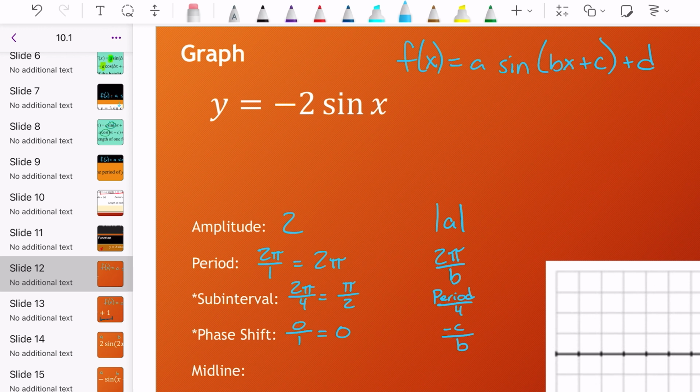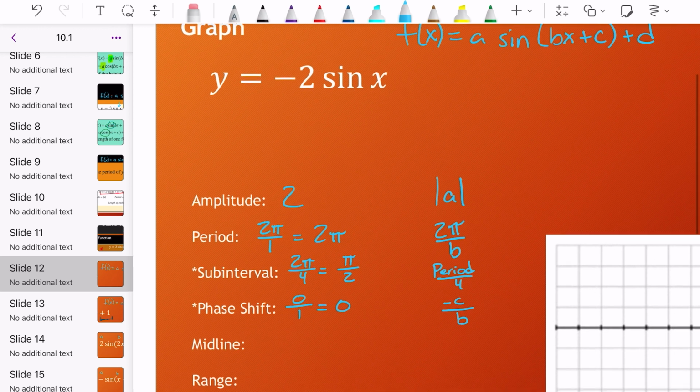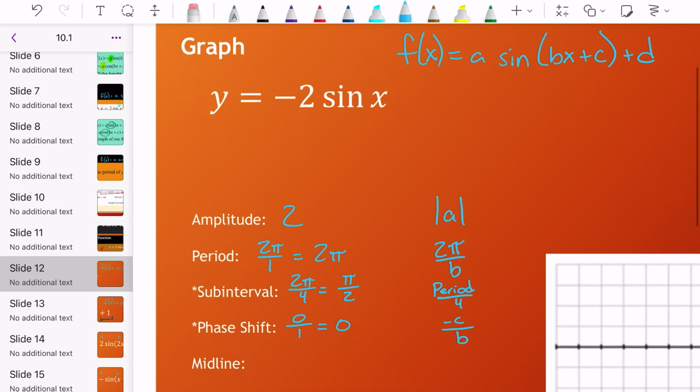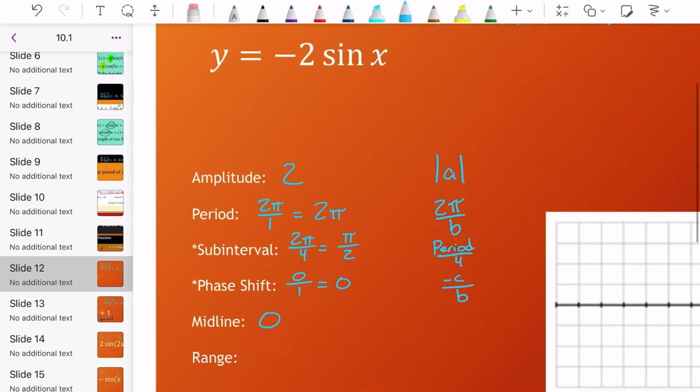Our midline, or our vertical shift, can be found by going ahead and looking at the D of this equation. In this case, once again, we do not have a D, which means our midline would remain at 0. Lastly, the range would be calculated by taking a look at the midline and taking a look at the amplitude. Now, from the midline, we would be increasing or decreasing by 2 units, which means our range would go from -2 to +2.